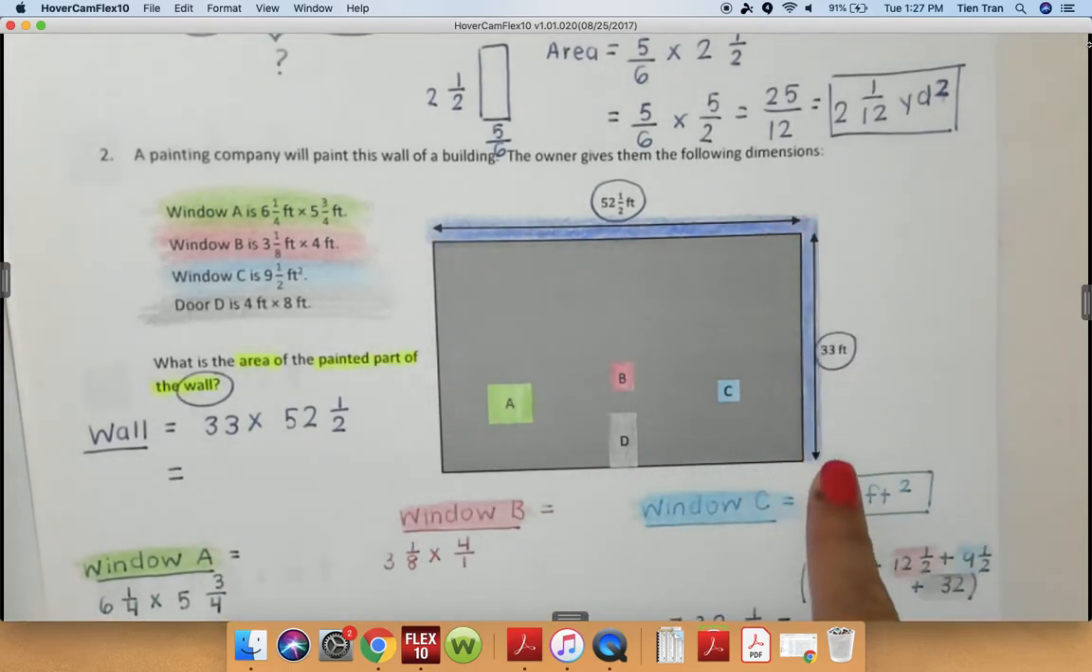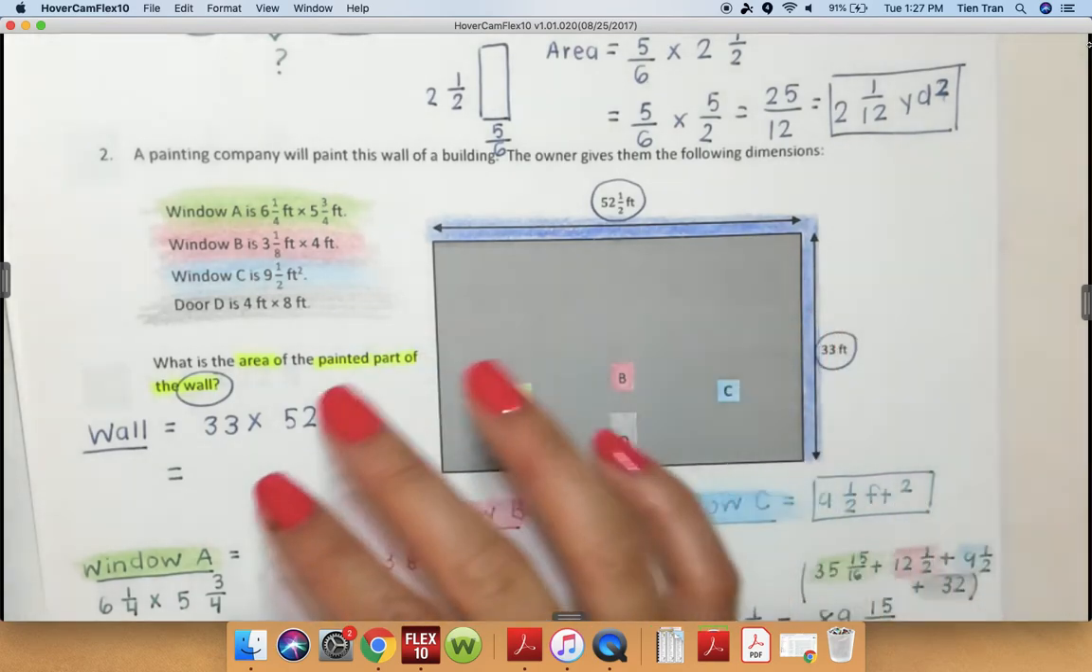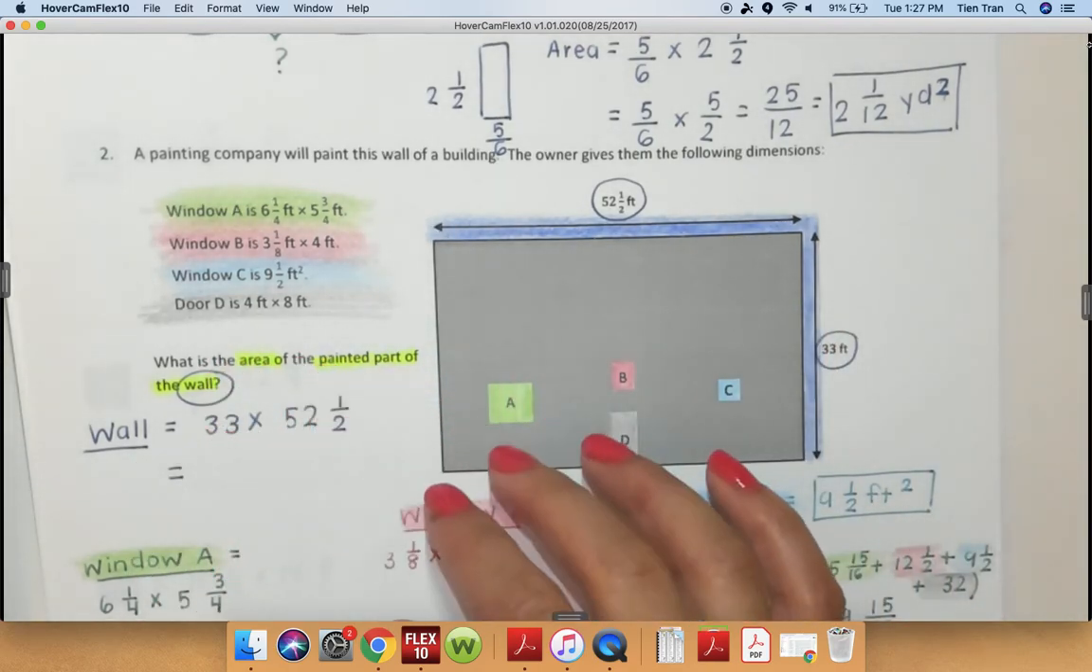So first thing, I'm going to measure all the walls, including A, B, C, D. And the reason being is because I can take that wall number and subtract afterwards.